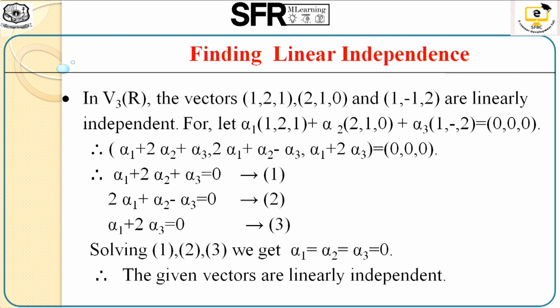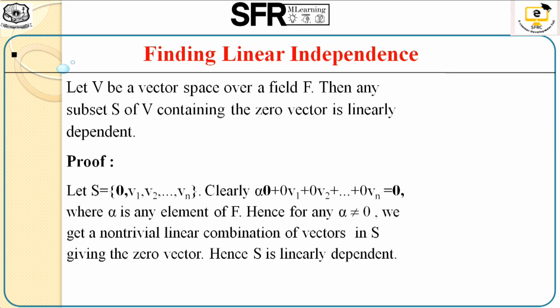So we have a linear combination and we are going to solve the equation. When we solve the equation, if all the scalars are 0, then the given vectors are linearly independent, otherwise they are linearly dependent. When finding linear independence, we need to check the given subset: if it contains the 0 vector, then the given vectors are definitely linearly dependent.